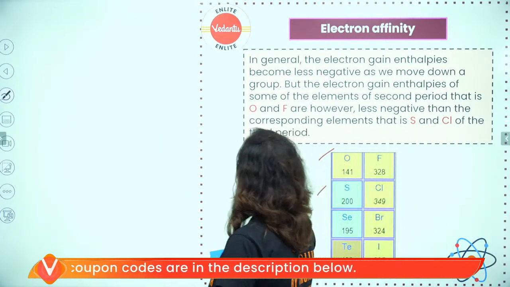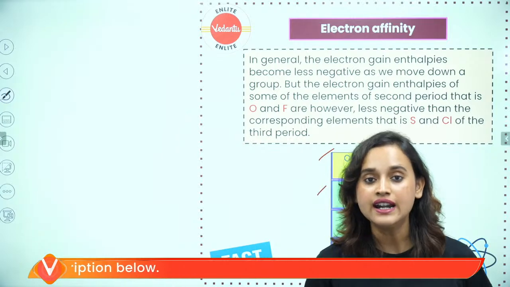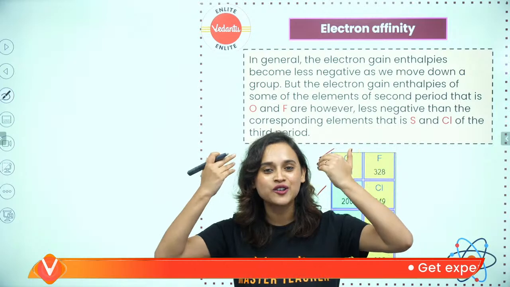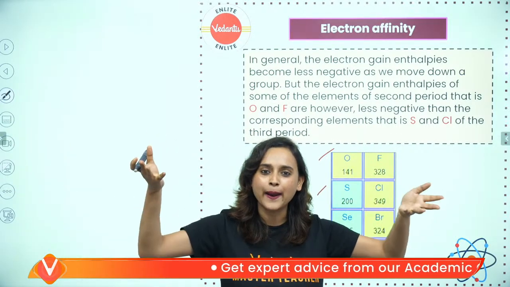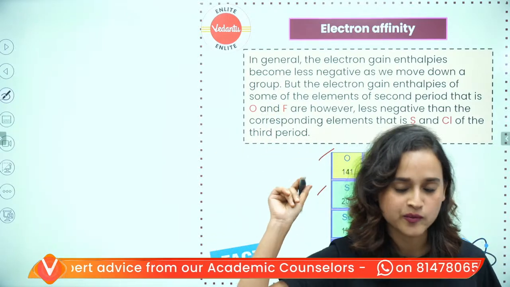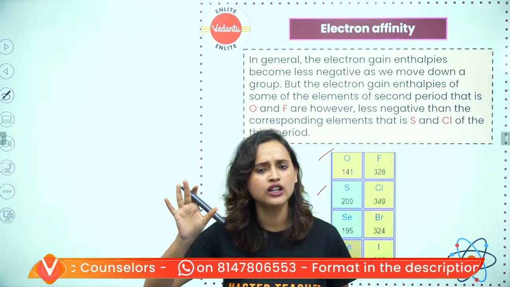One more thing I had to tell you: have you noticed that nitrogen and beryllium have zero affinity, pretty much like the noble gases? Why? This is my question. I need the answer in the chat box. You tell me. Nitrogen and beryllium have zero electron affinity.